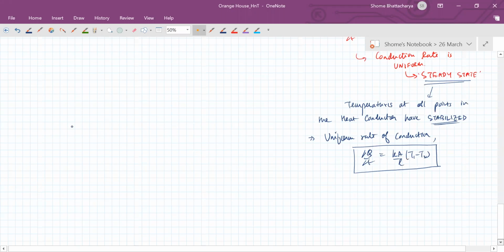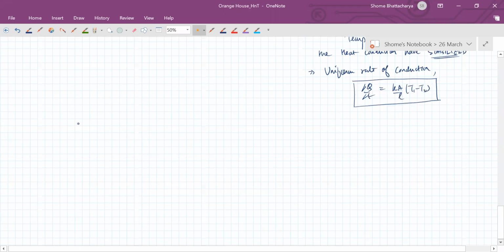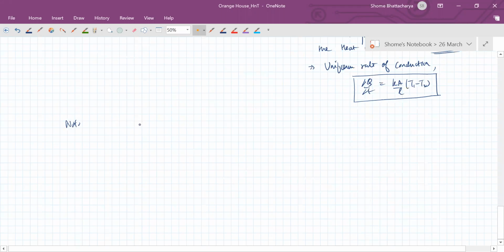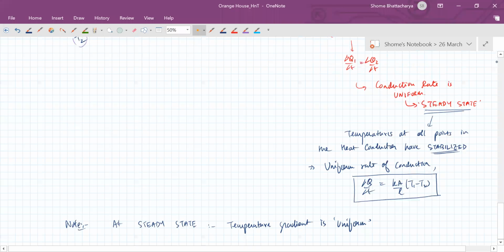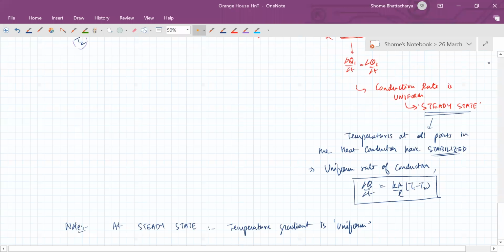Okay. Now the other important point is that at steady state, the temperature gradient is uniform. I'll come back to this point, but before this, let us look at one more thing.